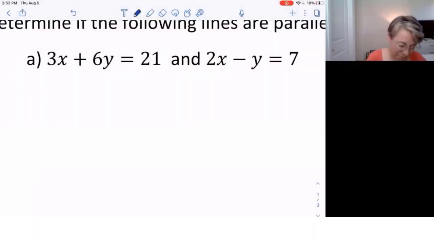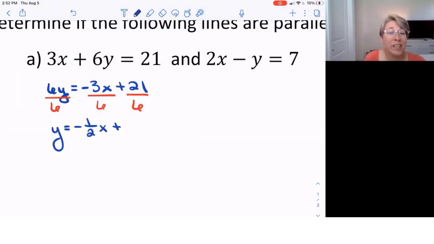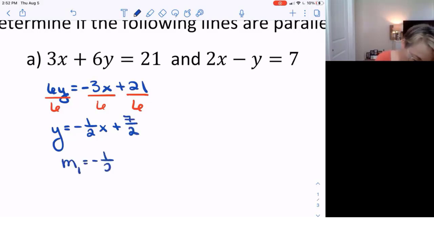First example here, I'm going to subtract 3x from both sides. So we get 6y equals negative 3x plus 21. I'm going to divide everybody by 6. And I get y equals negative 1/2 x plus, and it really doesn't matter what your y-intercept is unless they happen to be the exact same b for both lines. So that reduces to what, 7/2? So our first slope here is negative 1/2.